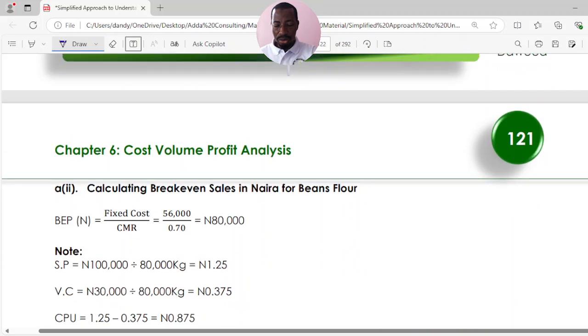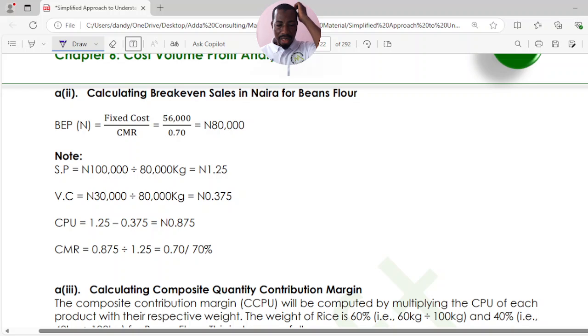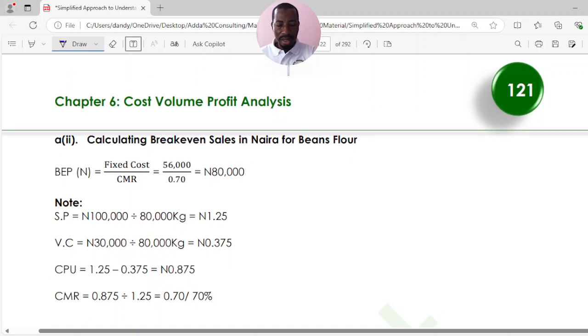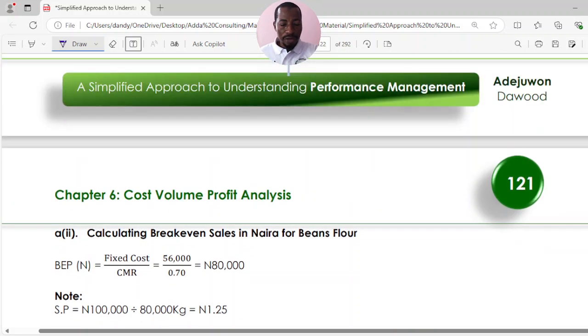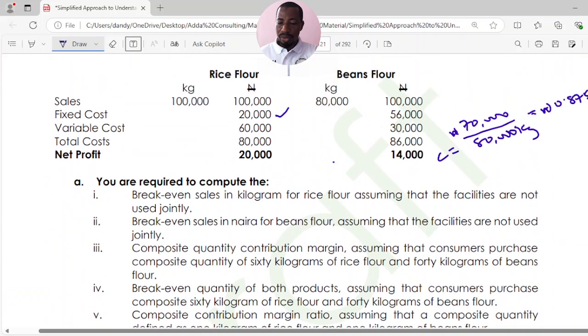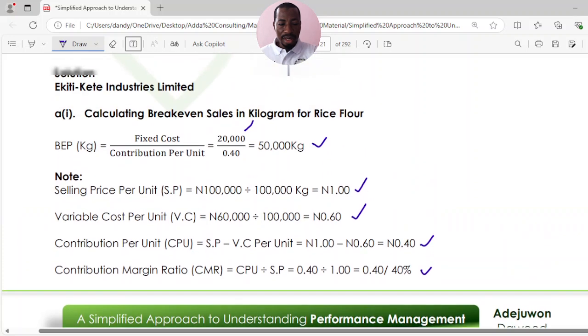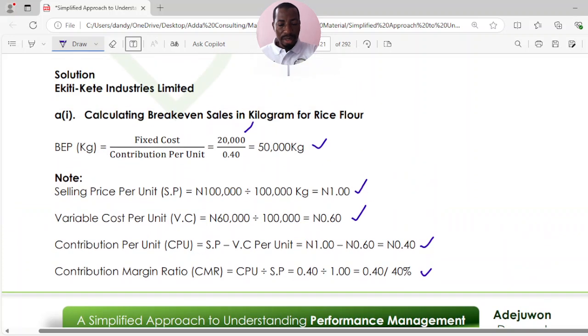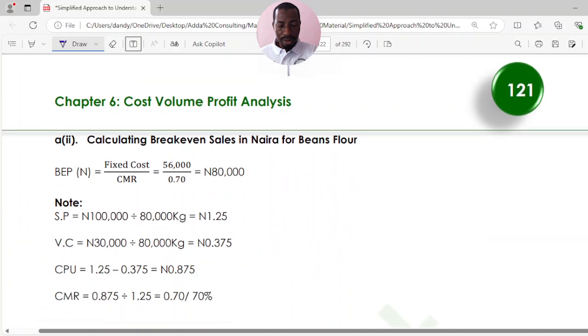So once I have the contribution margin per unit, then I can calculate the contribution margin ratio. So for me to be able to get the break-even sales in naira for beans flour, the total fixed cost of beans flour is 56,000. I will divide by the contribution margin ratio of beans flour. The contribution margin ratio of beans flour is 0.7.